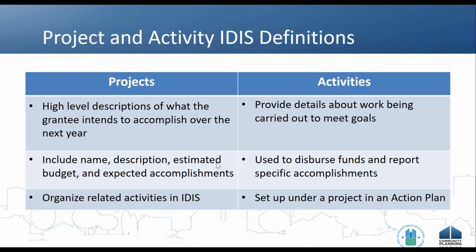It's at the activity level that grantees supply HUD with details about the work they will carry out to meet the project goals. Information entered at setup includes the activity name, location, proposed accomplishment, and program-specific data. Grantees will also disburse funds against the activities in IDIS and report actual accomplishments as work is completed within the activities.